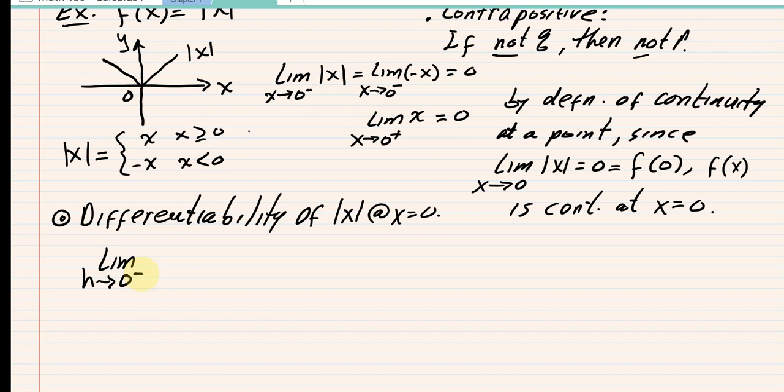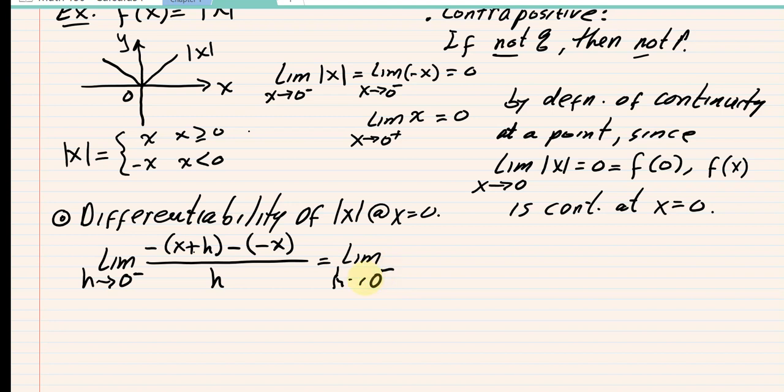So as h goes to 0 from the left of negative x plus h minus negative x, where I just did f at x plus h, divided by h. This is going to be negative x minus h plus x. Oops, I forgot the limits. Gotta have that. That's the limit as h goes to 0 from the left.